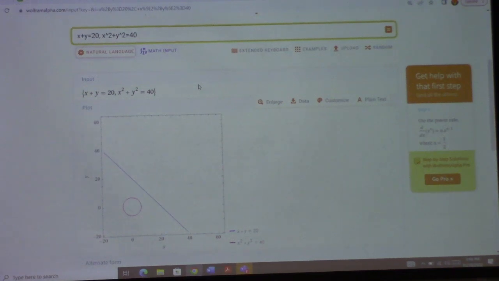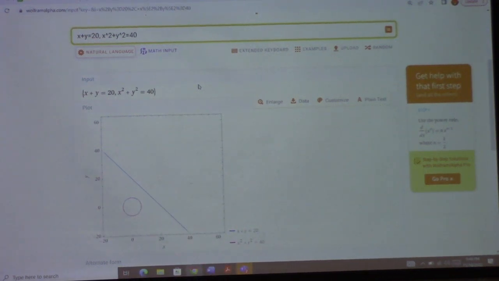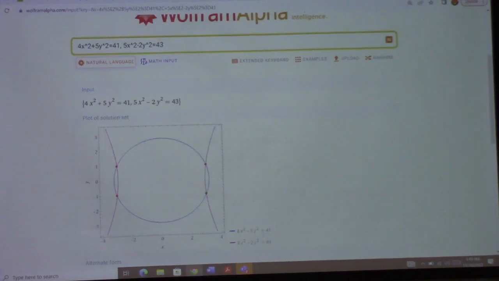So the next problem in the homework is, let's see, what example am I on? Five, okay, so example six. Example six is this one. It is 4x squared plus 5y squared equals 41, and 5x squared minus 2y squared equals 43. All right, so we're supposed to solve this. Let me show you what the solution is before we find it. Here it is. This is the solution.